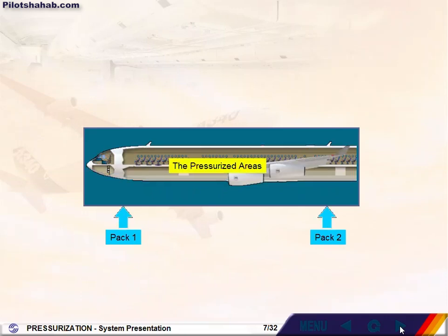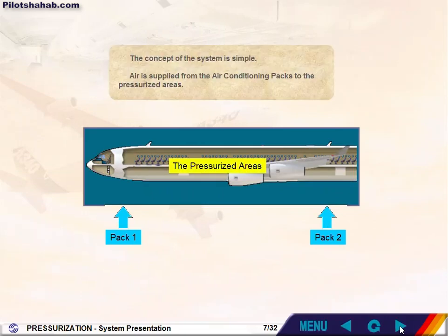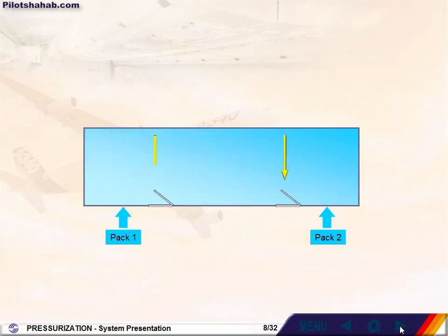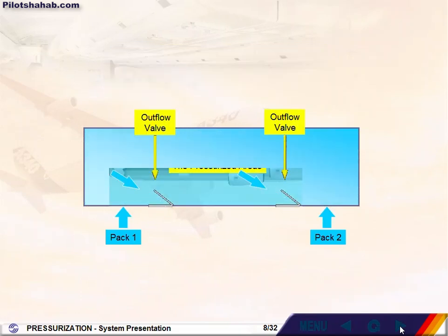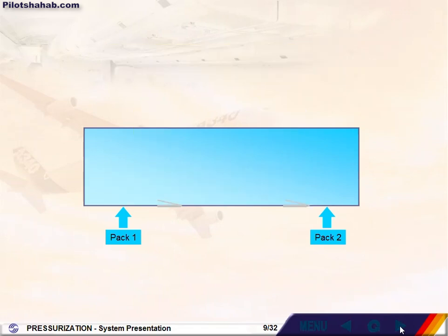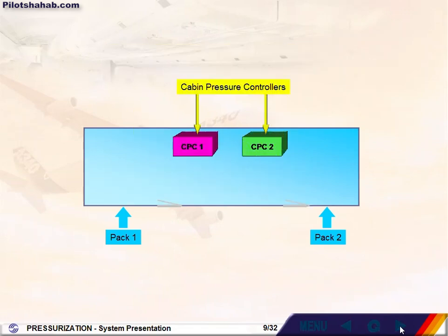The concept of the system is simple. Air is supplied from the air conditioning packs to the pressurized areas. Two outflow valves are used to regulate the amount of air allowed to escape from the pressurized areas. Automatic control of the outflow valves is provided by two cabin pressure controllers.